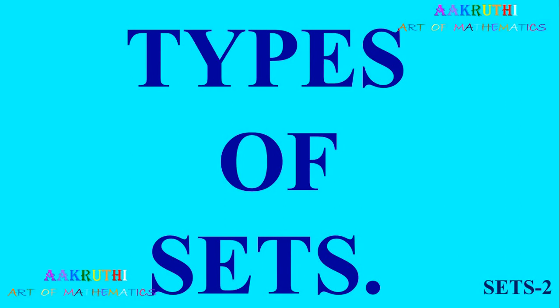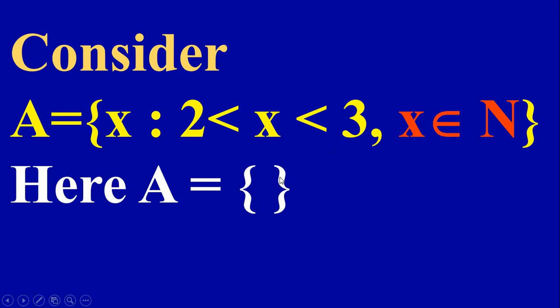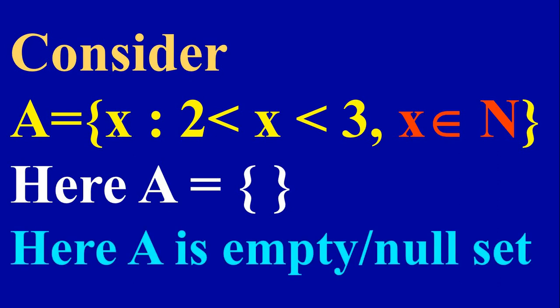In this class, we see different types of sets. Now consider set A equal to the set of all x such that x is greater than 2 and less than 3, and important, x belongs to N, that is x is a natural number. You have to find one number which is more than 2 and less than 3, but it should be a natural number. There is no natural number which is greater than 2 and less than 3. So we write set A equal to empty, and this type of set is called an empty set. There is no element, therefore this set is called an empty set. So here A is called an empty set, or it is also called a null set.